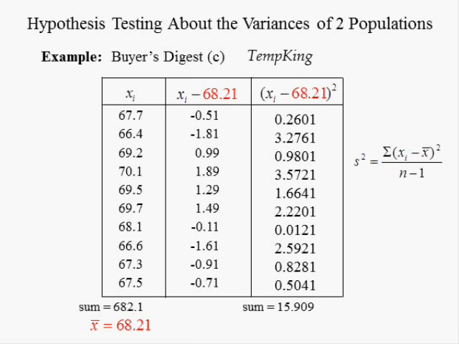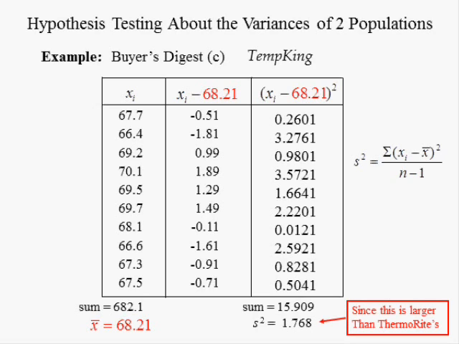The sum of squared deviations is 15.909 degrees squared. Dividing this by 10 minus 1 yields a sample variance of 1.768 degrees squared. Since Temp King's sample variance is larger than Thermalright's, sample 1's variance is 1.768 and sample 2's variance is equal to 0.7. That is, thermostats produced by Temp King comprise population 1.